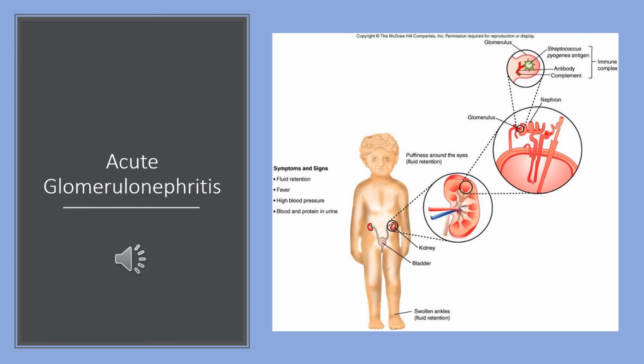Assessment-wise, it's most common in children 5 to 10 years of age. Why is that? They're the group who tend to get the strep infections more commonly. It's more common in boys, and it's more often in winter and spring. And again, typically the child has a history of a recent respiratory infection, 7 to 14 days prior, or impetigo. Again, remember both of those being recent streptococcal infections. So impetigo being within 3 weeks.